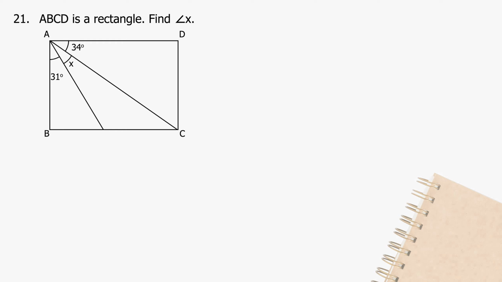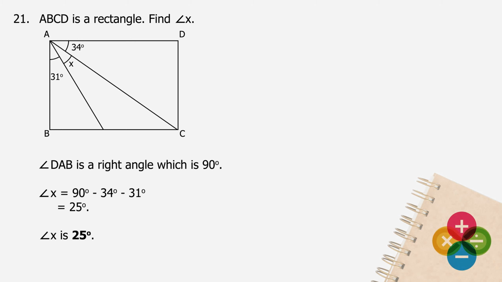Question 21. ABCD is a rectangle. Find angle X. Angle DAB is a right angle, which is 90 degrees. Angle X will be, subtract 34 degrees and 31 degrees from 90 degrees, and the difference is 25 degrees. Angle X is 25 degrees.